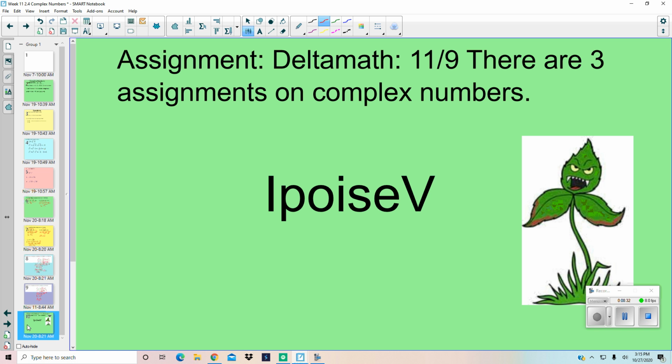So you're going to go to Delta Math, and there should be 3 assignments there. One for adding and subtracting, another for multiplying, and then another for dividing.